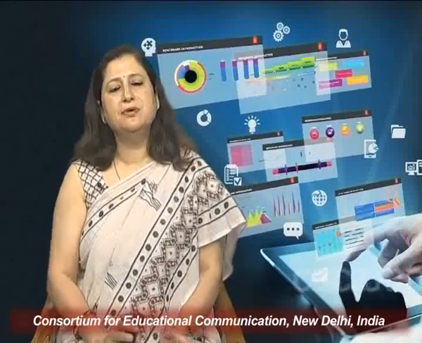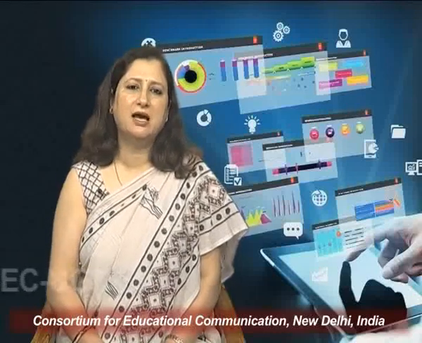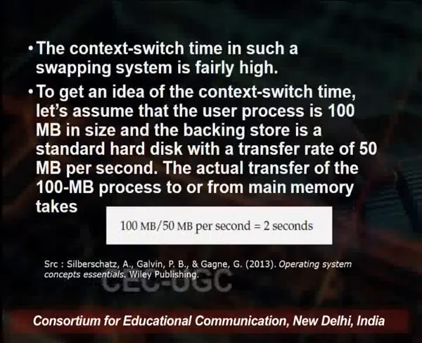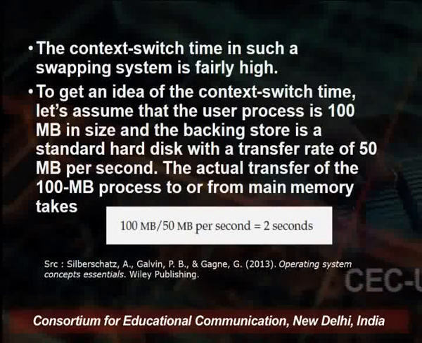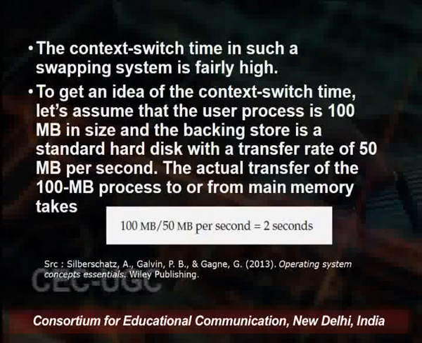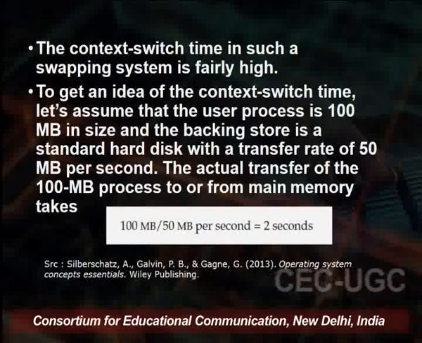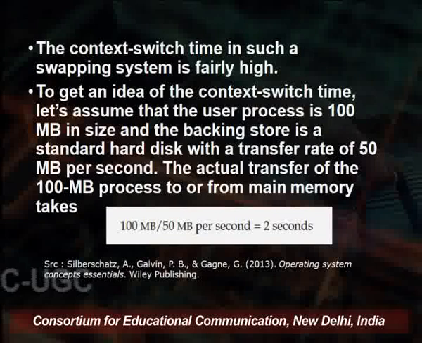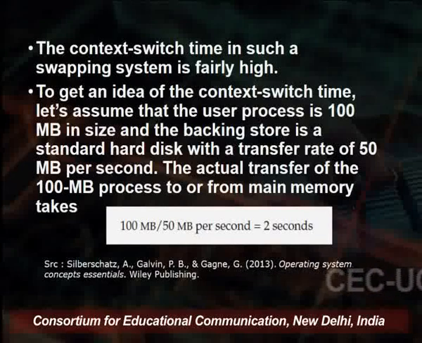Now, basically the maximum time is going in context switching, because most of the time this transfer is going to take. For example, if we have a user process which is 100 MB in size, and the backing store or the disk is a standard hard disk with a transfer rate of say 50 MB per second.